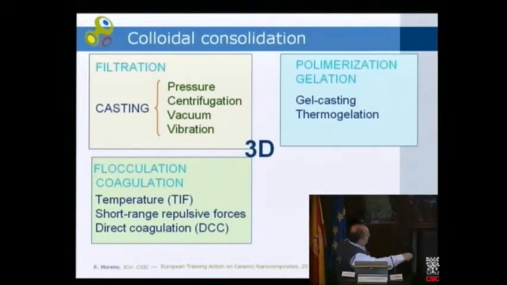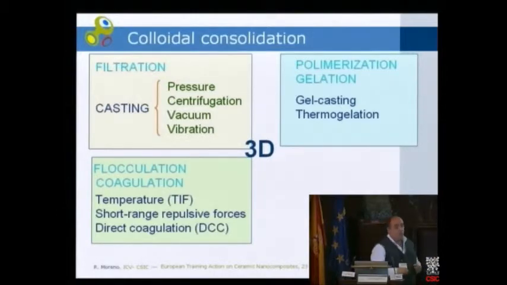In the second case, the consolidation is achieved by the formation of a network because of the destabilization of a suspension that was previously well dispersed. What we do is to prepare a stable suspension, and then we gel the structure of the suspension. This is a physical gel of the particles. And the processes more usual in this case are temperature-induced forming, short-range repulsive forces, and direct coagulation casting.